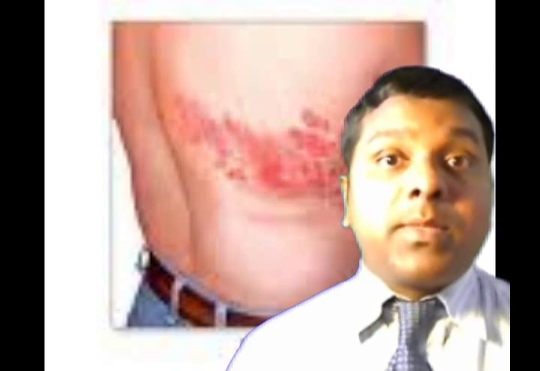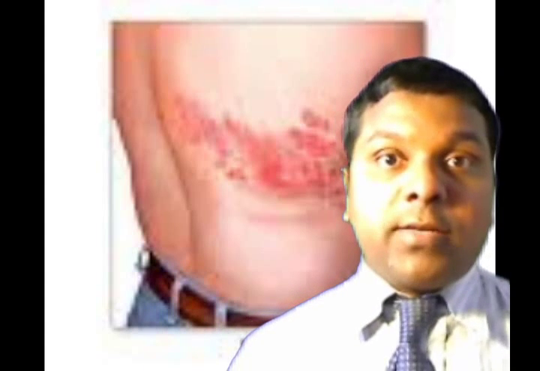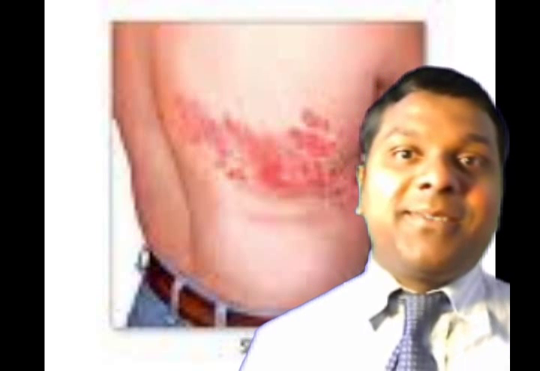And many times the pain comes first, even before the vesicles, and that leads to misdiagnosis many times. If it comes on the chest, you think of myocardial infarction. If it comes on the belly, you think of acute appendicitis. In the back, herniated disc, or in the face, you think of migraine. You have to wait in those circumstances until you see the vesicles. Once the vesicle comes, things become clear.